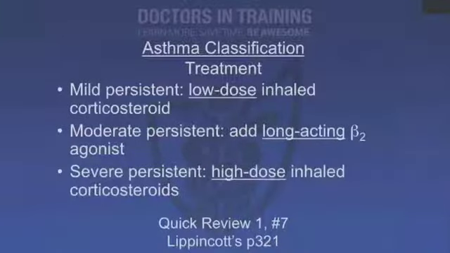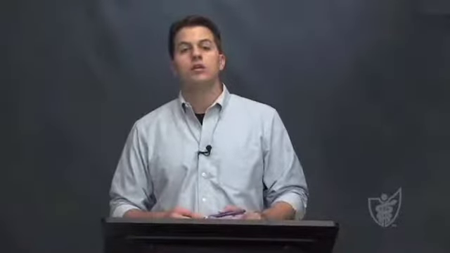And then with severe persistent, you're going to need high-dose inhaled corticosteroids. So any persistent asthma, you need inhaled corticosteroids, either low dose, medium dose, or high dose, and then along with that, your long-acting beta-2 agonists. Now, it doesn't mention in this table what if you have an asthma attack, status asthmaticus. We're going to get to that in a minute.